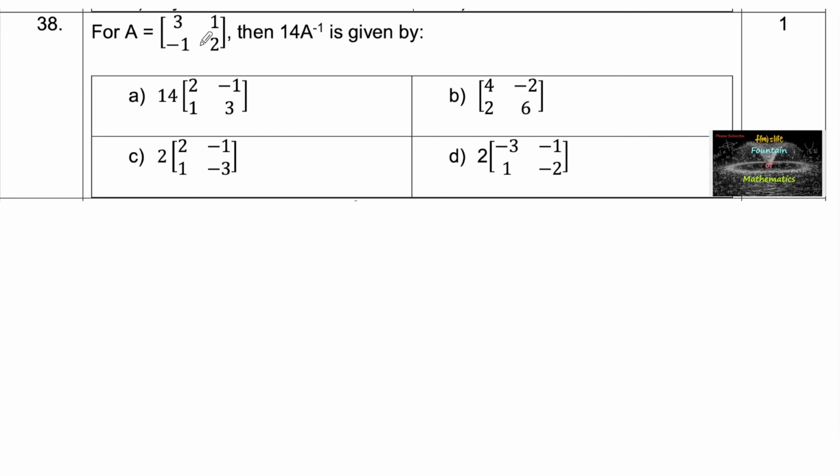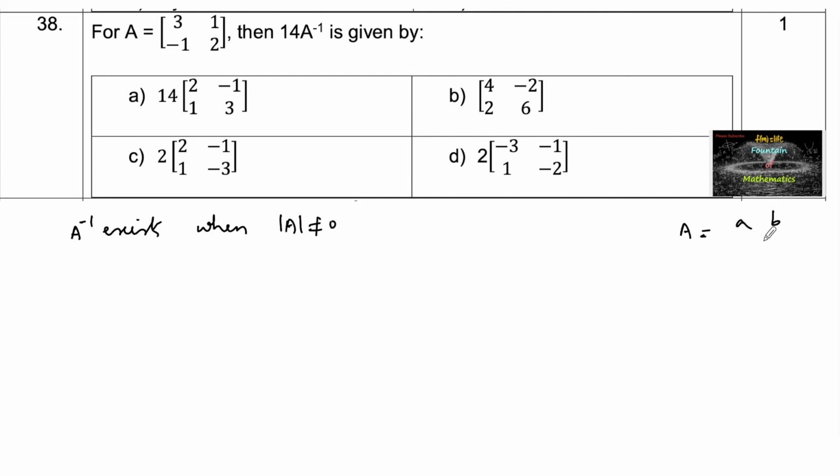Okay, for A is equal to the 2 by 2 matrix [[3, 1], [-1, 2]], then 14 times A inverse is given by, we know that A inverse exists only when determinant is not equal to 0.